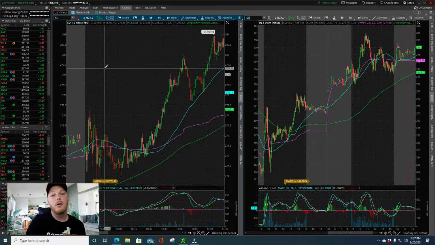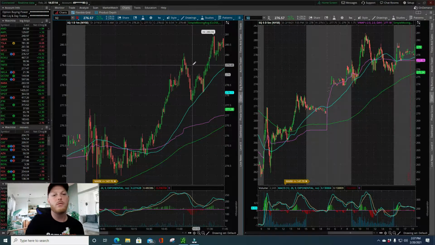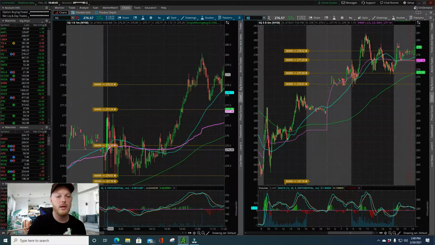I've got Square pulled up here just for an example. We'll go over a couple of examples from the upside, and we'll do one to the downside as well. Okay, so we've got some levels set here. We had some chop off the open, which is typical, and as we see it bouncing off the low of the day, you can see the trend reversal here, the VWAP, the 50-day SMA. I've also got the MACD down here.